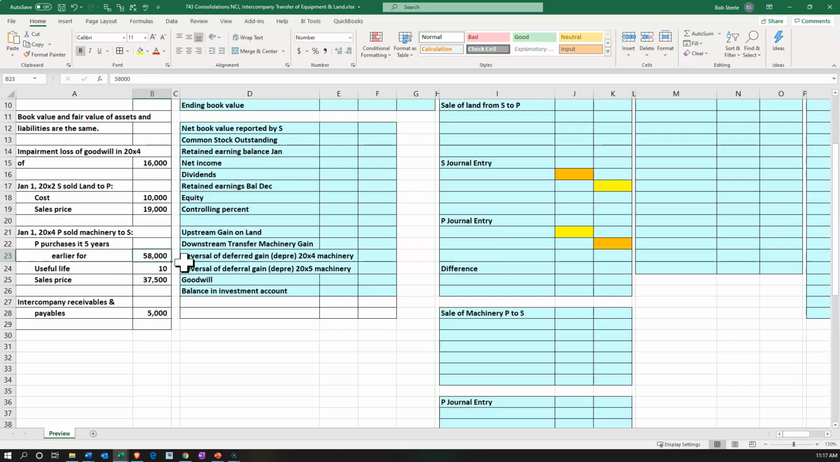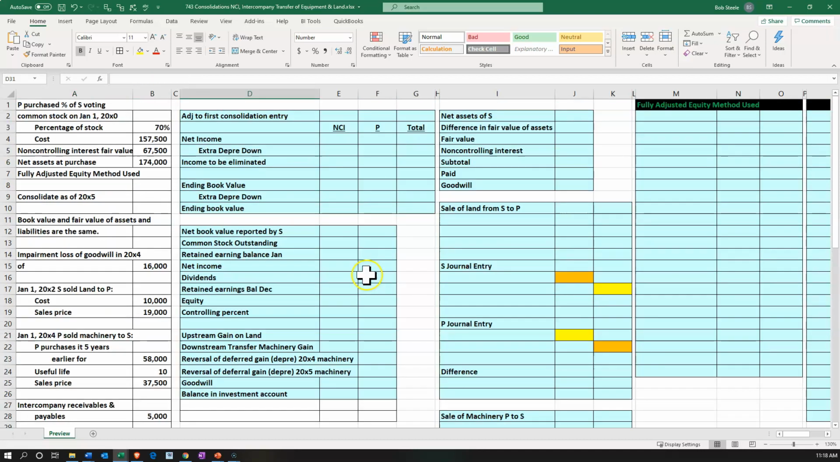We're just going to use the straight line method, which is going to be 10 years and depreciated over 10 years. And that means 5 years of depreciation happened before the sale, and we're just going to take the other 5 years and depreciate it after the sale, and that's how we're going to use the straight line method for depreciation. Useful life 10 years, sales price. Okay, intercompany receivables and payables 5,000, meaning there's a receivable on the books for P, and there's a payable on the books for S that we're going to have to reverse out.